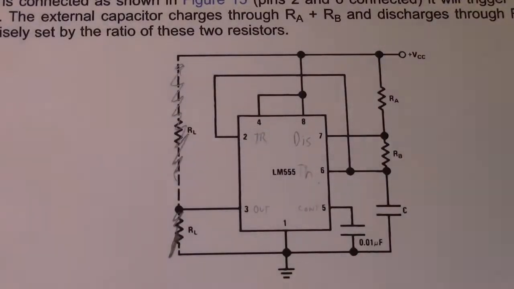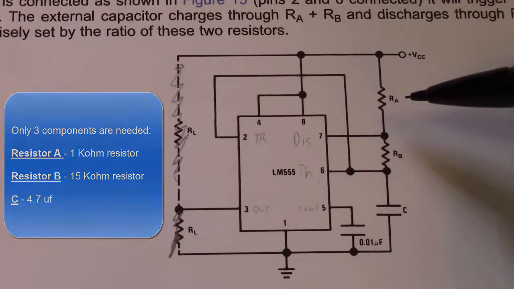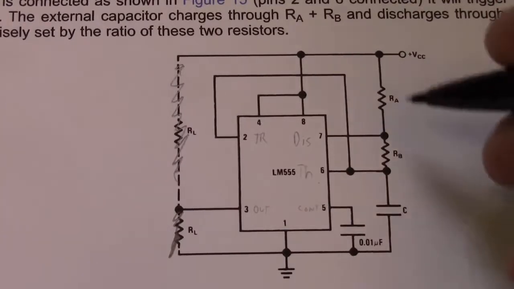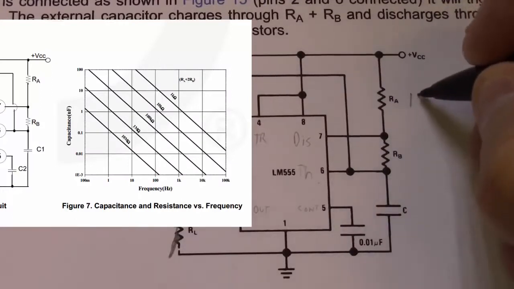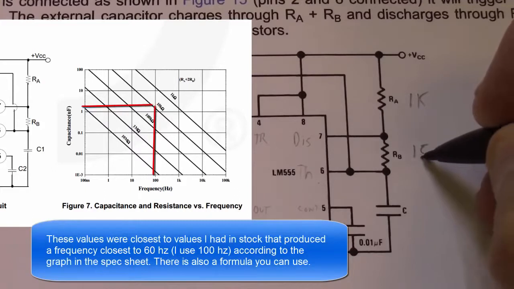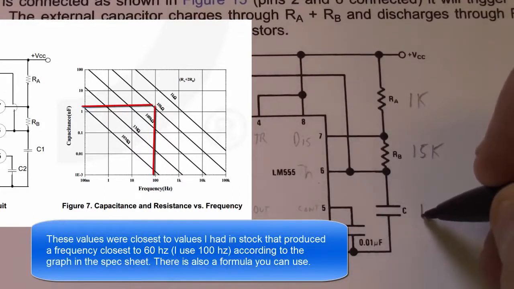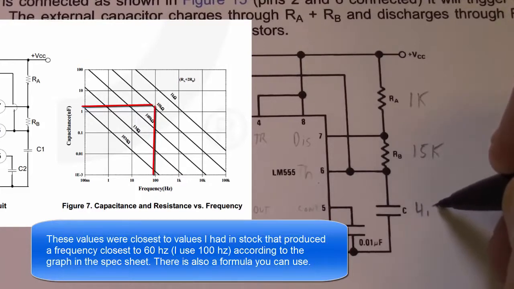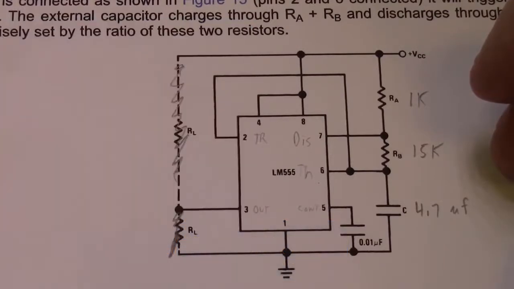So for this particular circuit here, we really only need two resistors. We need this resistor here, what they call RA, and we're going to make that a 1K resistor initially, and we're going to make this resistor down here a 15K, and we're going to make this capacitor a 4.7 microfarad, because these were some values that I had that'll work well for the frequency we're looking at.